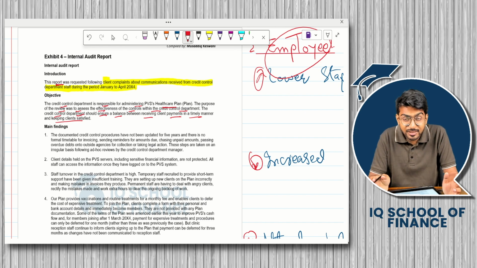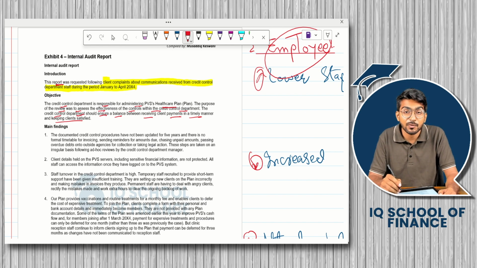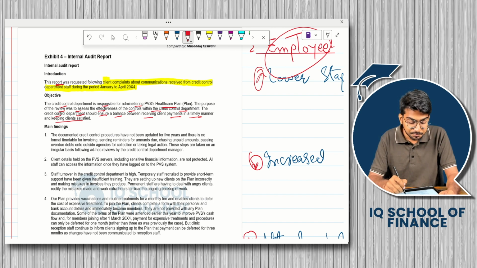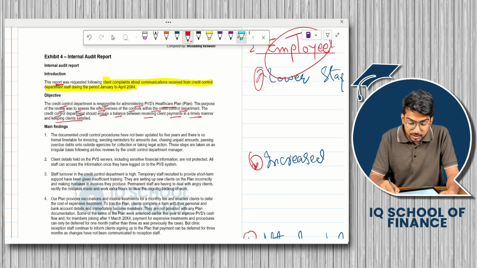So there might be a scenario where the credit control department was so aggressive, or maybe a bit unethical with the client, in the recovery of the amount, right? That is why the client would have made a complaint to us. Let's move forward toward the main findings.